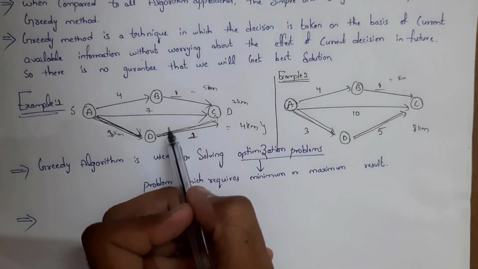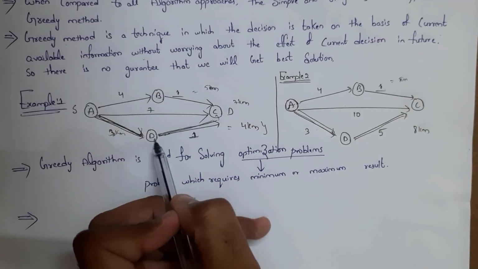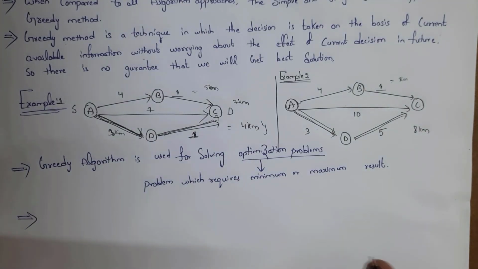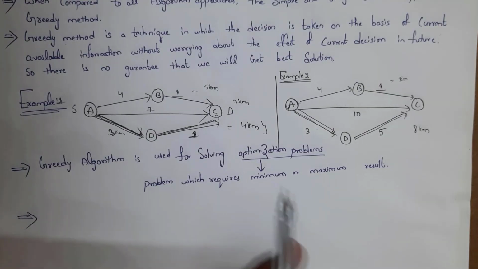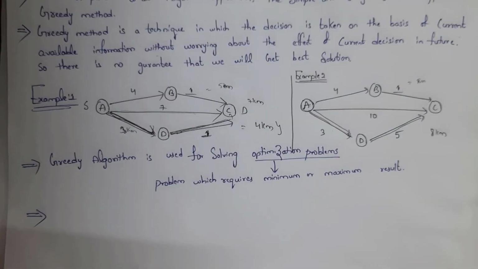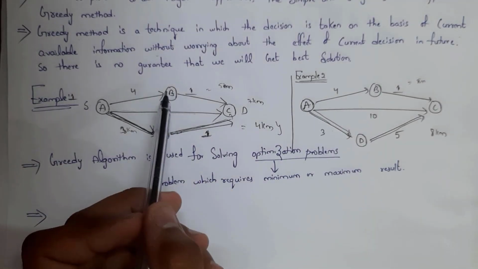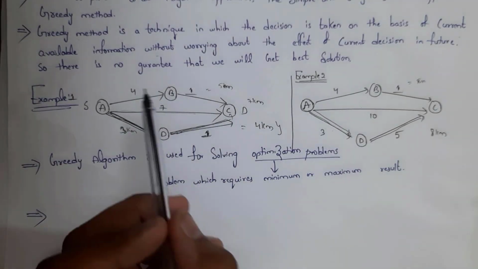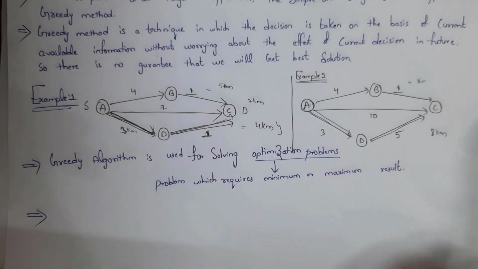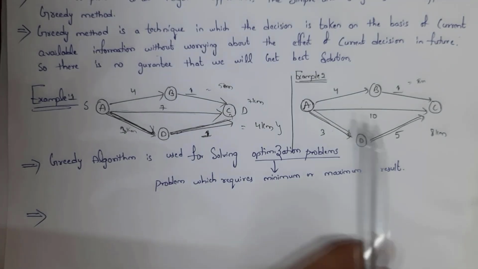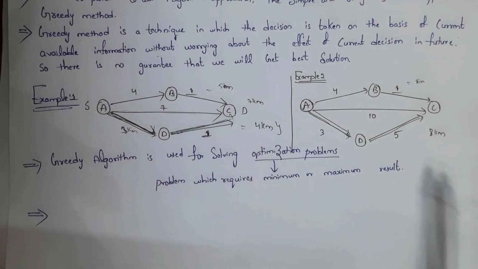After this, I need to travel from D to C. Distance is 1 kilometer. Total 3 plus 1, that is 4 kilometers. It took 4 kilometers to travel from source to destination. If you consider this route, from A to B it will take 4 kilometers, and from B to C it will take 1 kilometer. Total 4 plus 1, that is 5 kilometers. And from A to C it took 7 kilometers. Among these three, 4 kilometers is best.